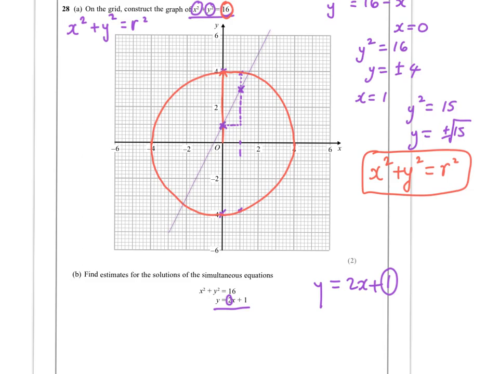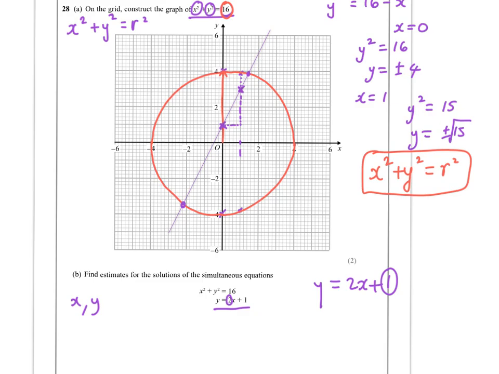And we can see from here that it cuts here and here. Now, if you were doing this accurately in the exam, i.e. the circle would look a lot better than mine, then all you have to do is find estimates for the solutions of these simultaneous equations. Well, when it wants the solutions, it wants them in x and y, don't forget.